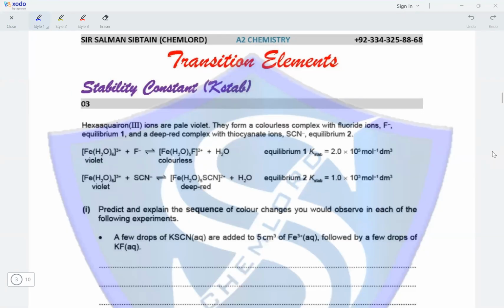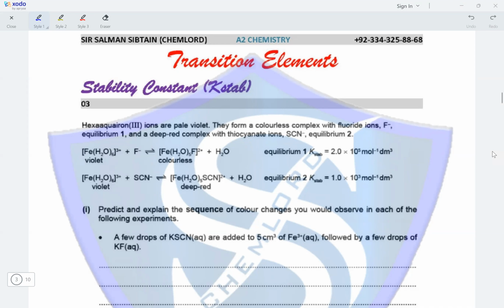Question 3. Hexa-aqua iron 3 ions are pale violet. They form a colorless complex with fluoride ions, equilibrium 1, and a deep red complex with thiocyanate ions, equilibrium 2. So, based on the K stab values, equilibrium 1 is more stable than equilibrium 2, which means the hexa-aqua iron 3 ions converting into the ones with the fluoride ion is more stable than the ones with the thiocyanate ions present. So, predict and explain the sequence of color changes you would observe in each of the following experiments.